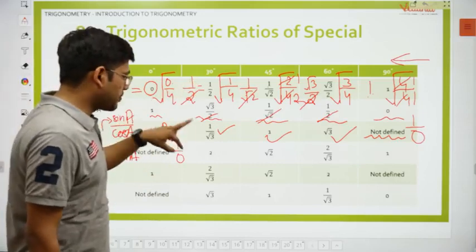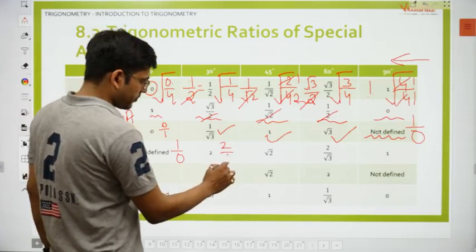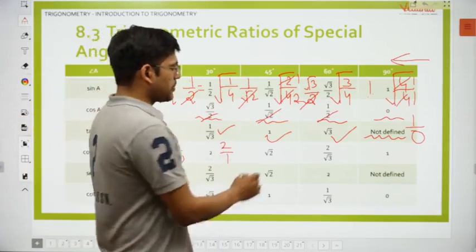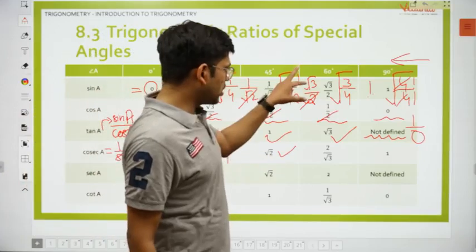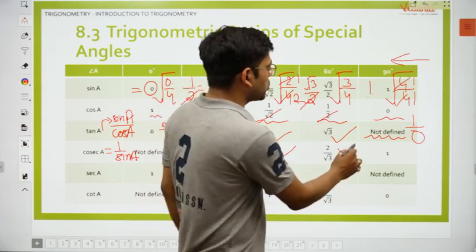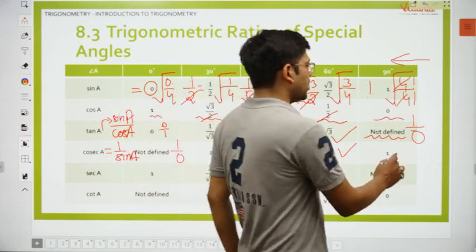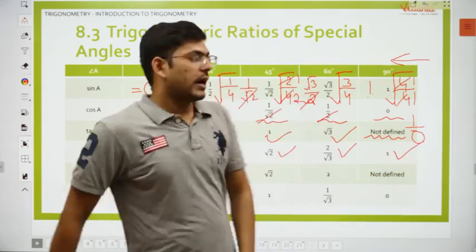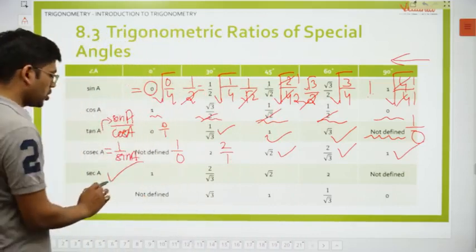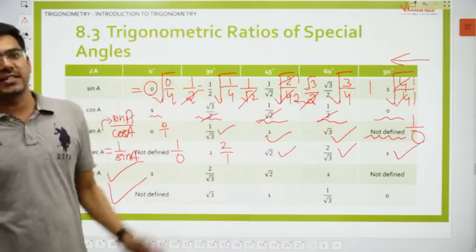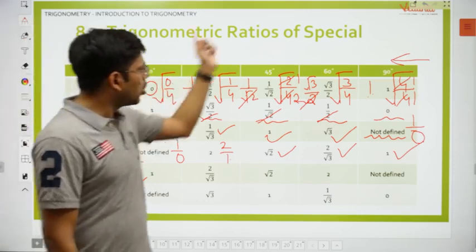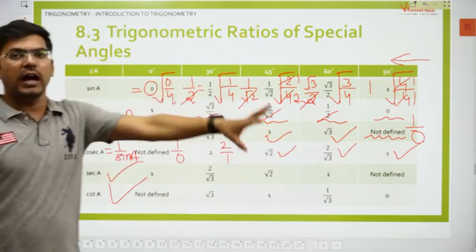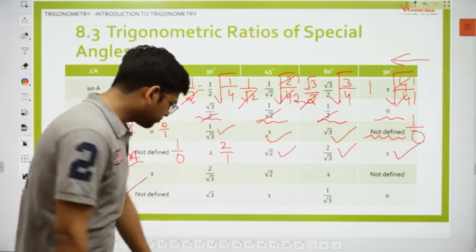1 by 2, reciprocal of 1 by 2 is 2 by 1. 1 by root 2, reciprocal root 2. Root 3 by 2, reciprocal 2 by root 3. And 1, reciprocal 1. Did you get it? And similarly in the remaining two cases. Now this is the way with which you can learn all the trigonometric table. And this is very easy, damn easy, yeah?